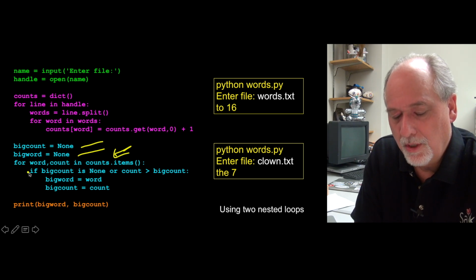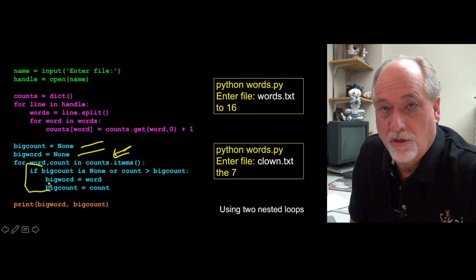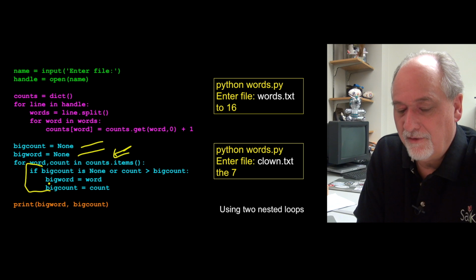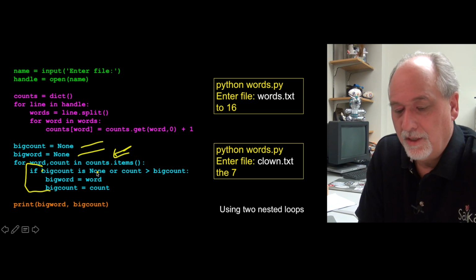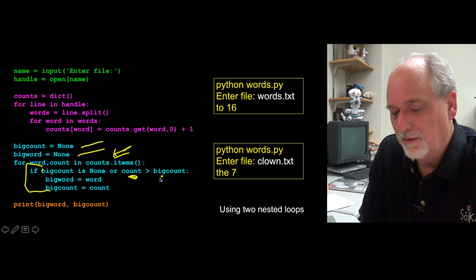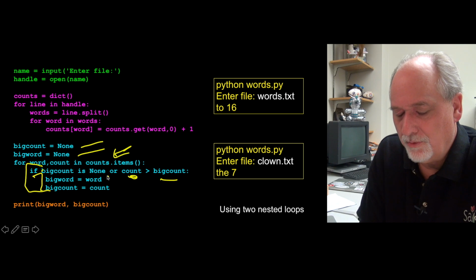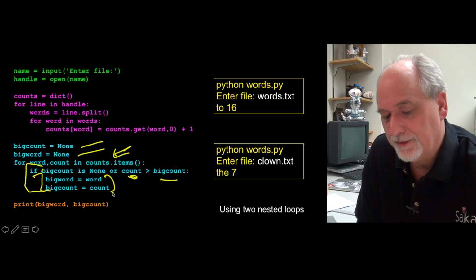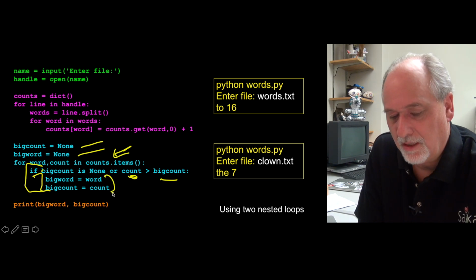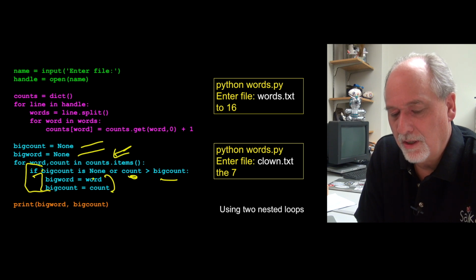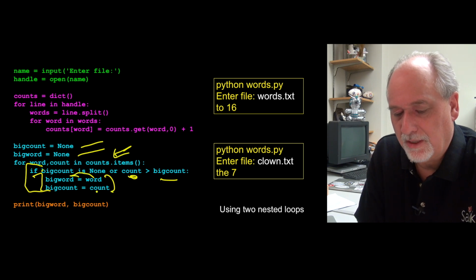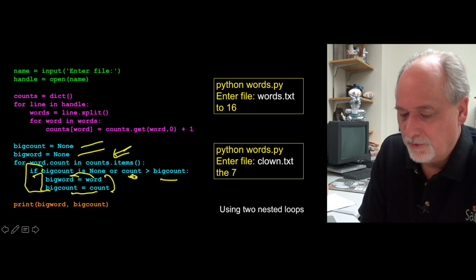And what we're going to do is make sure that big count is the current largest count we've seen so far. And if it's none, well, then we haven't seen anything, or the count we just read is greater than the big count so far. We are going to jump in, and this is sort of like, oh, this is a new personal best count for this particular data set. And so we're going to remember the word in big word, and we're going to remember the count in big count. So this is just a max loop.